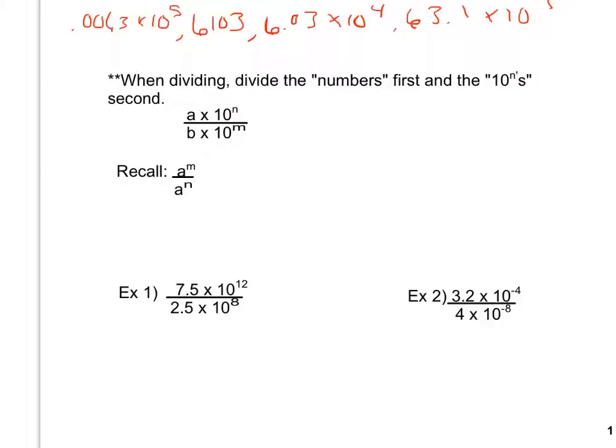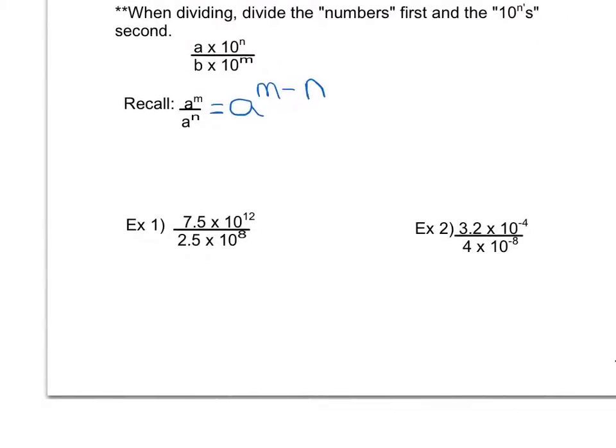The rule tells us that if we have a to the m divided by a to the n, that's the same thing as a to the m minus n. So I'm going to use this on the following examples. I'm going to do the first two, and then once again I'm going to ask you to pause the video and try the second two. You can use a calculator for this if you'd like.